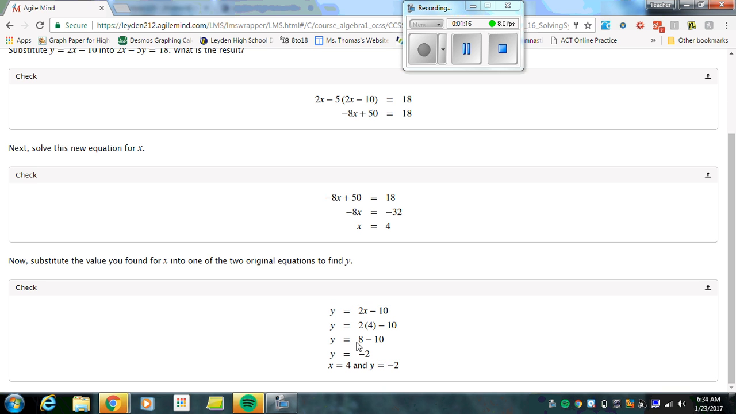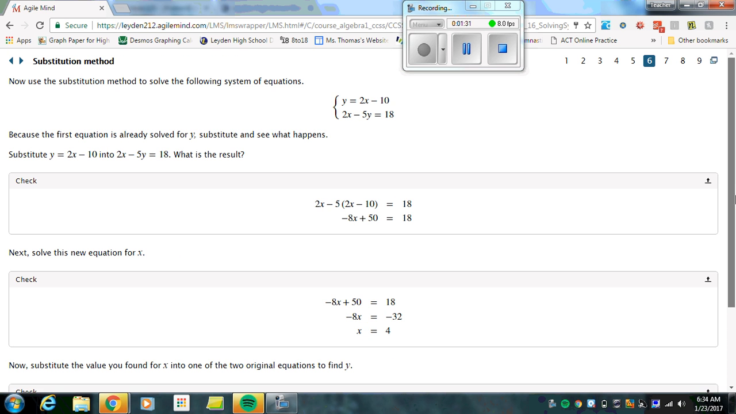2 times 4 is 8. 8 minus 10 is negative 2. So my final answer is x equals 4 and y equals negative 2, or the point (4, negative 2).